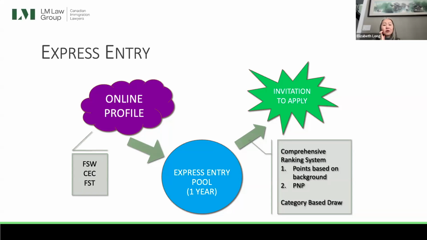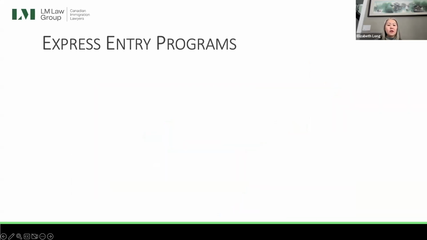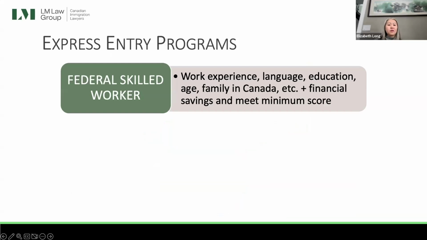You can resubmit your profile, but you won't have the ability to apply for your permanent residence unless you actually receive the invitation to apply. So what we're really looking for, beyond being able to put you into the pool, is whether or not you're getting the ITA. But let's first talk about the different programs and how you can enter the program.